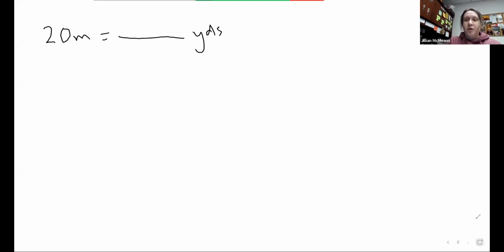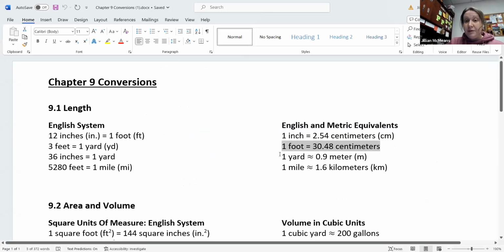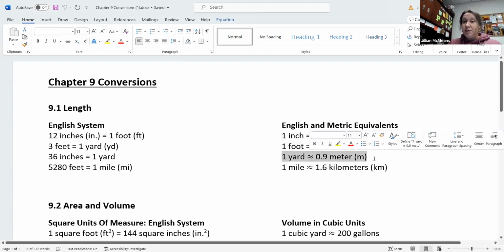All right, next up, let's say we have 20 meters and we want to convert that to yards. All right, so we're going to mosey on over to the conversion sheet. And we want to see if we have a conversion for meters and yards. And it just so happens we do. 1 yard is approximately 0.9 meters.